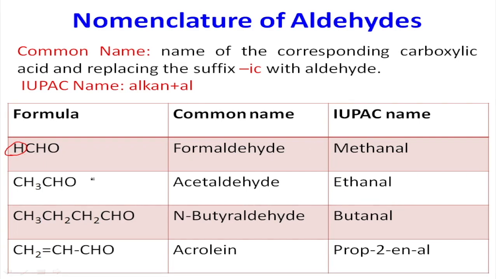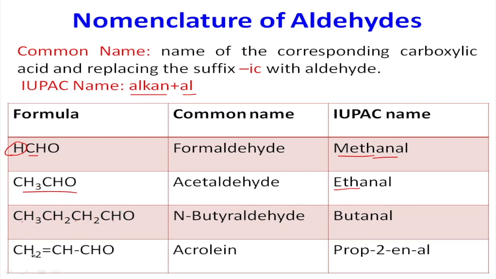For the IUPAC name, one carbon atom is meth. The IUPAC name is alkane plus al, so meth plus al gives methanal. Same thing, CH3CHO has 2 carbon atoms, so eth plus al gives ethanal. With 4 carbon atoms, the next example is butanal.